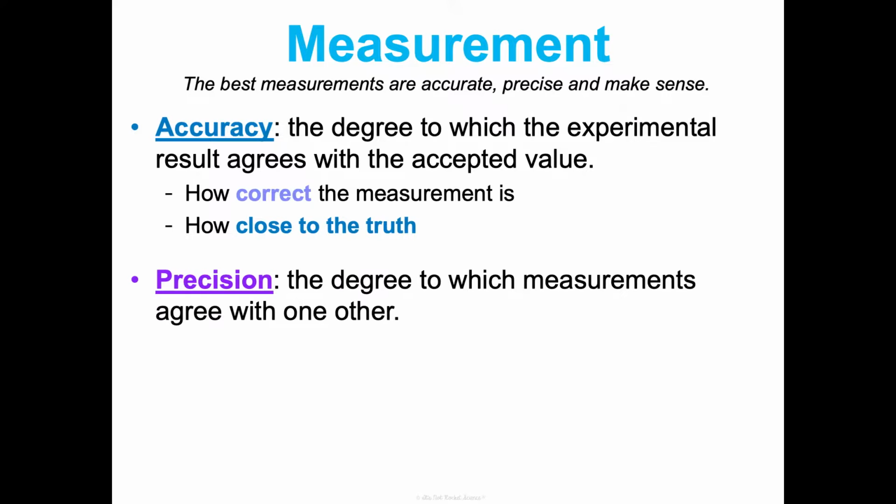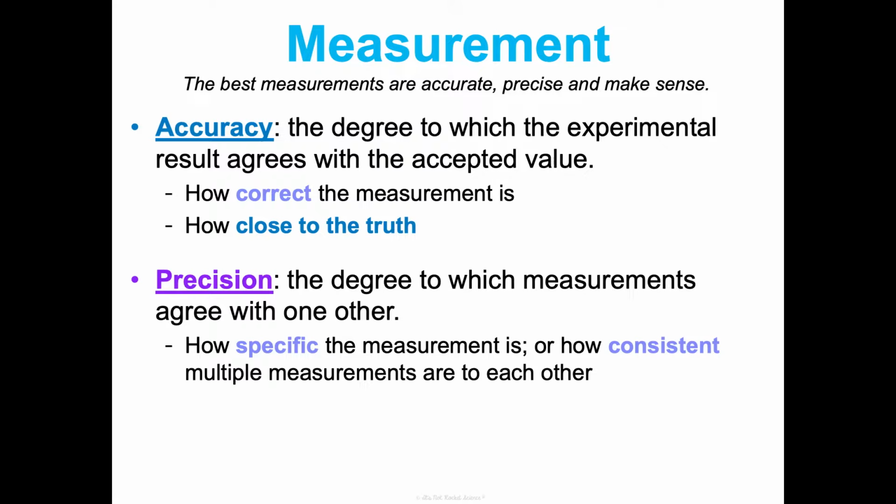But we also want precise measurements. Precision is the degree to which measurements agree with one another. And so you can kind of think of this two ways. First, how specific the measurement is. Okay, so you wouldn't just say, oh, she's about 5 feet tall. That's not very specific. 5 feet 5 inches is a much more precise measurement of my height. So we want specific measurements. We want our measurements to be as specific as possible.